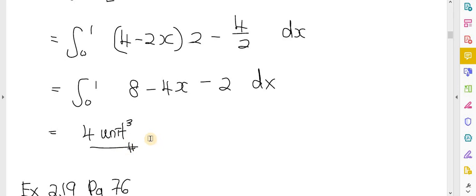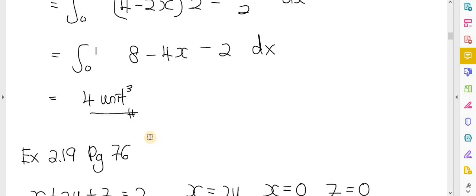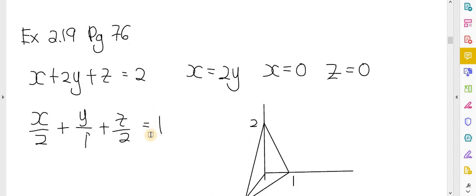to calculate the integration questions. Next, let's try one more example, which is example 2.19, page 76. In this example, you have to use the triple integral again to find the volume of the tetrahedron bounded by planes. This tetrahedron is bounded by this plane, and this plane, and this one. So you have to draw each of them one by one.